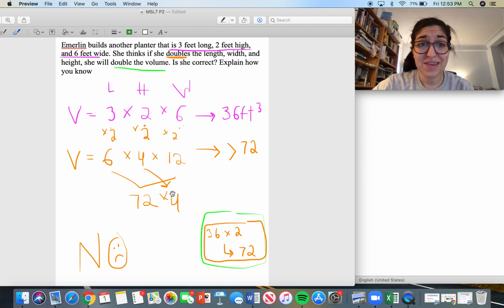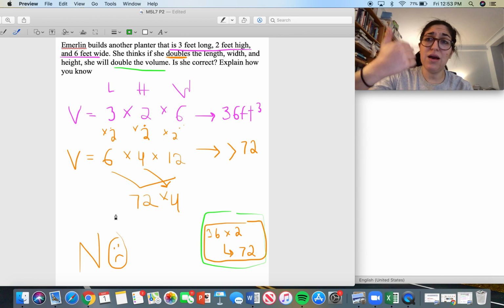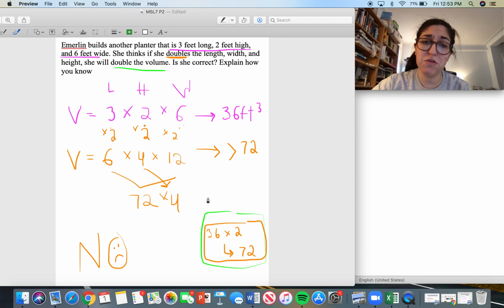And then I went ahead and I said, okay, well, if she doubled the length, it would be 6. If she doubled the height, it would be 4. If she doubled the width, it would be 12. And I figured out that that would be way higher than this 72, which was my target number. So no, it would be more than double the volume.